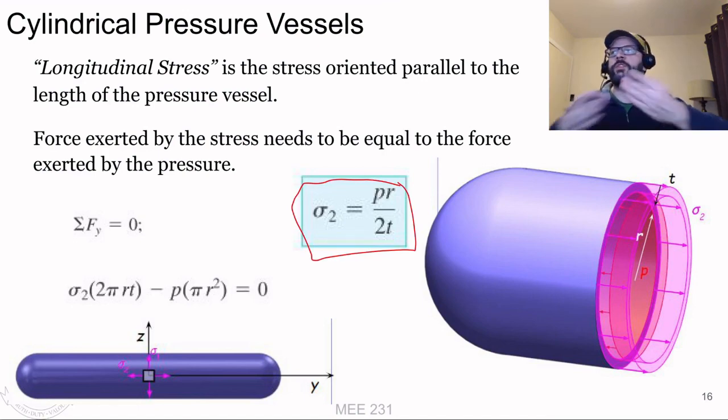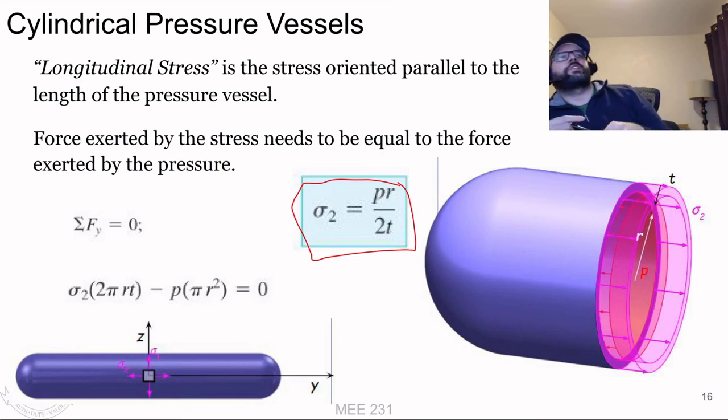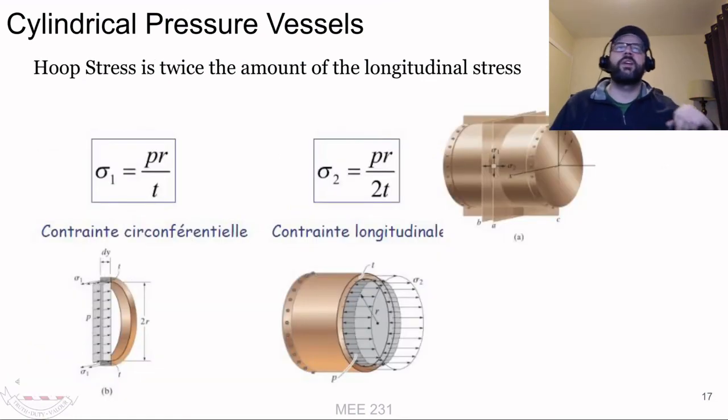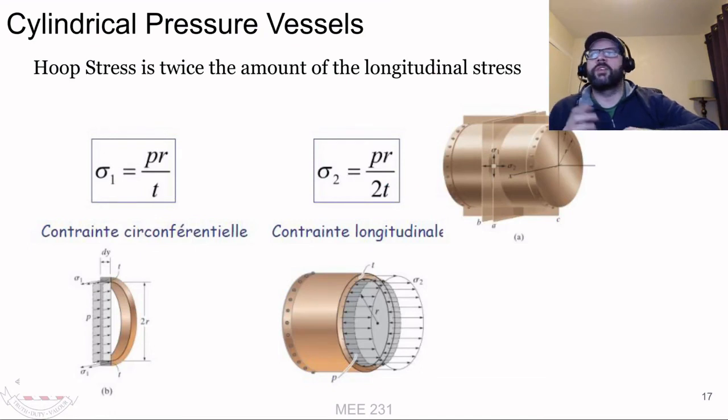So your hoop stress for a cylindrical pressure vessel is always twice the amount of the longitudinal stress. And that is why spherical pressure vessels tend to be better at resisting the pressure than cylindrical ones, because they don't have hoop stress in them.